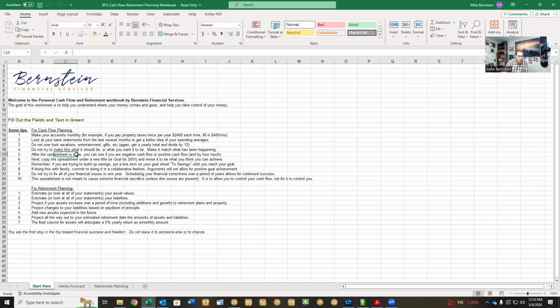After the spreadsheet is done, if there's a negative cash flow, don't go change it immediately. Just figure out what's going on. You know this. If you're borrowing all the time from credit cards, or you're going into credit lines and your cash flow isn't increasing in your account every month, you know you're probably negative. So figure out what the negative is, and then you can address it after that.